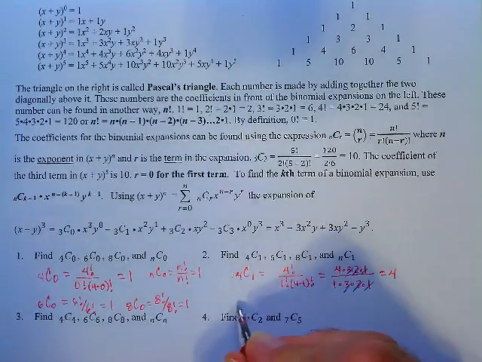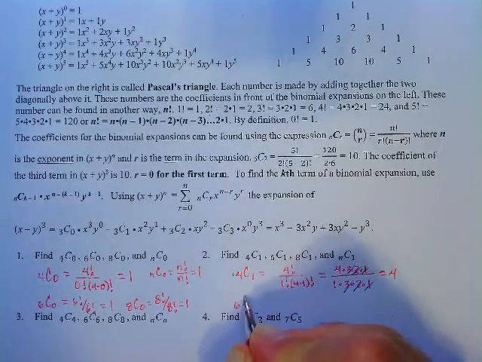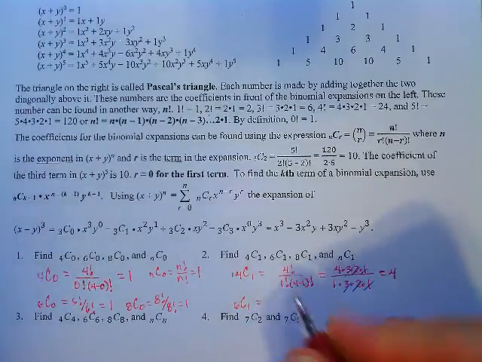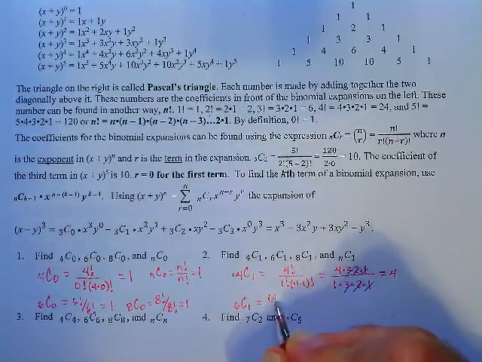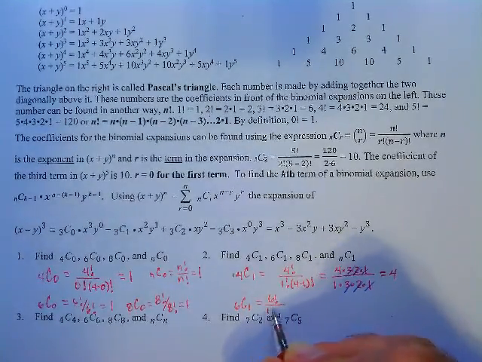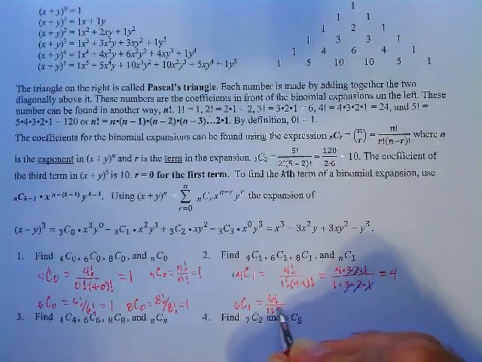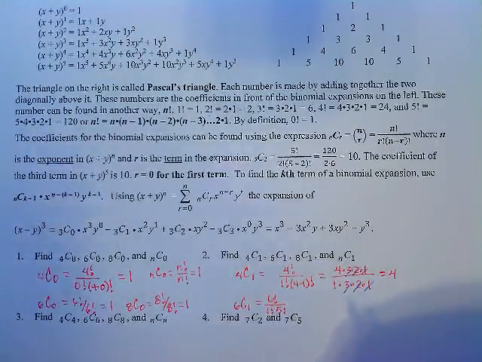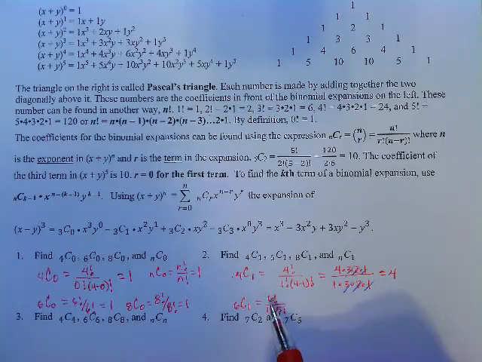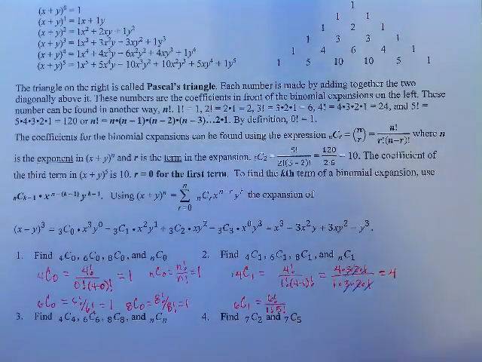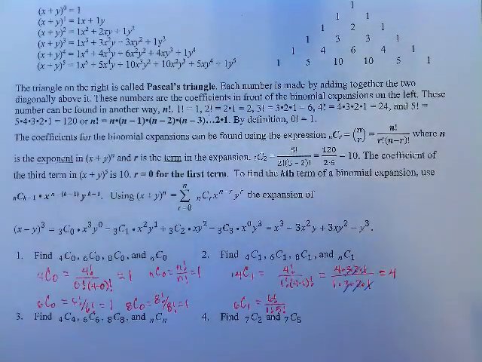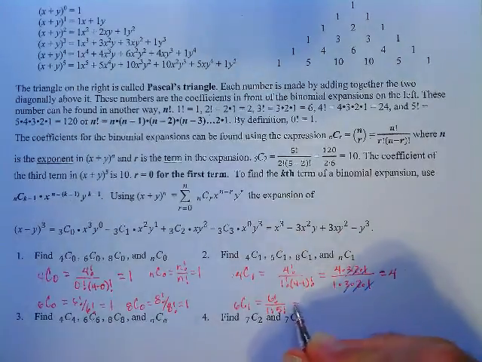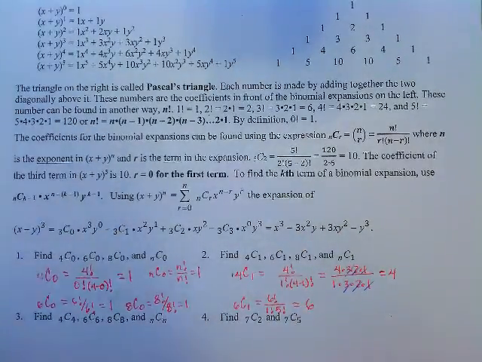If I did 6C1, I would end up with 6 factorial over 1 factorial and then 5 factorial. And again, the 6 factorial would be 6, 5, 4, 3, 2, 1. The 5 factorial would be 5, 4, 3, 2, 1. And so all I would have left is just the 6.